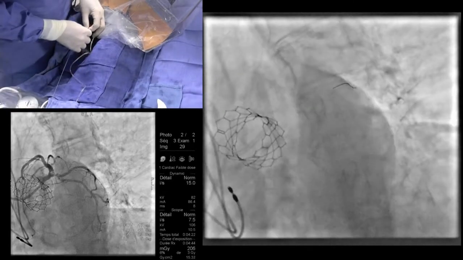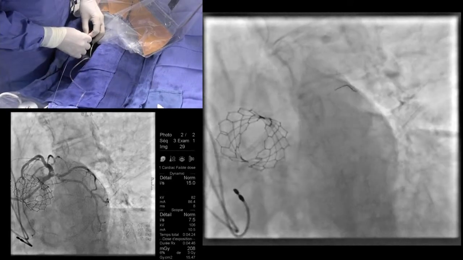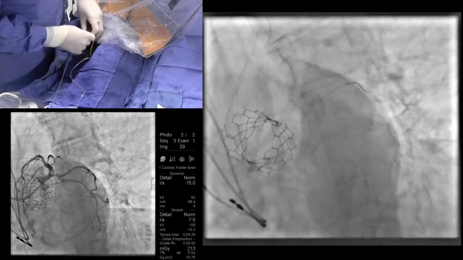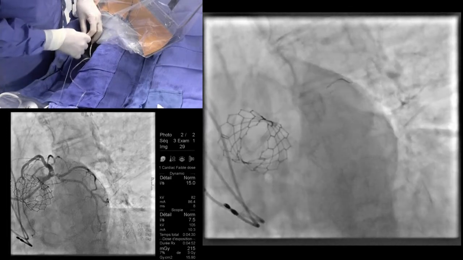Sorry. So the question came about the pacemaker, but it looks like you already have lots of wires there. This patient has bi-V pacing already.